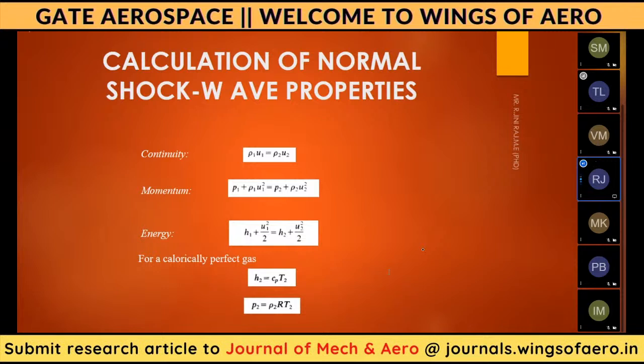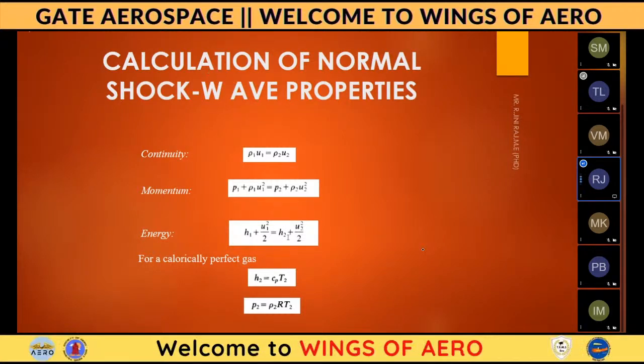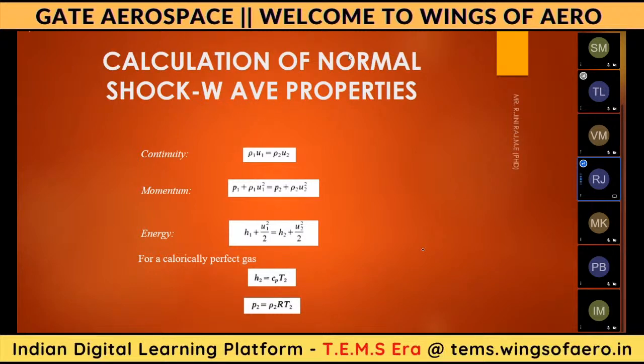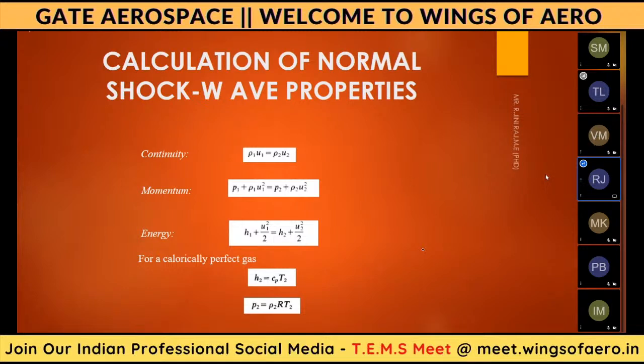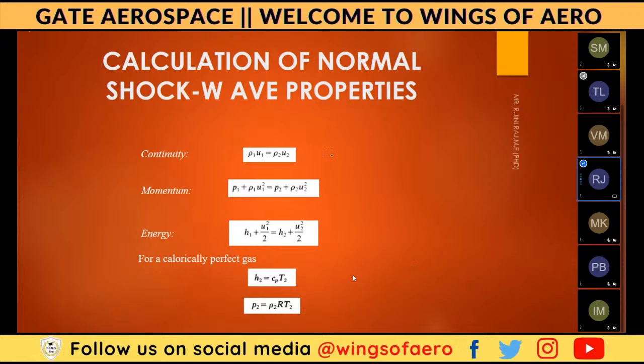Now we are focusing on the change in property after the shock, because we know that before the shock the Mach number may be M1, and after the shock it is changed. We should know how it is changing and how we can find the change. So in order to do that, we are going with a series of equations. Here also these five equations are common.